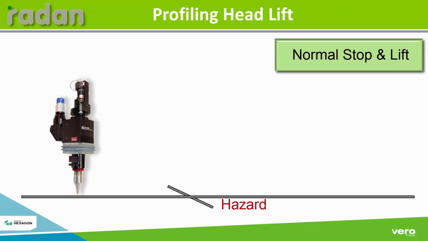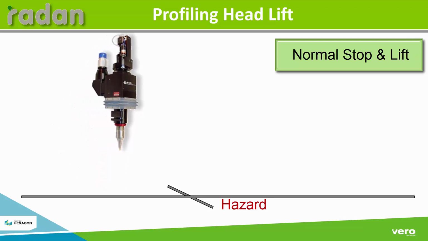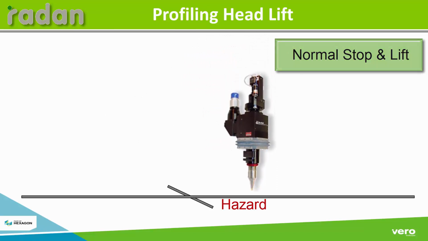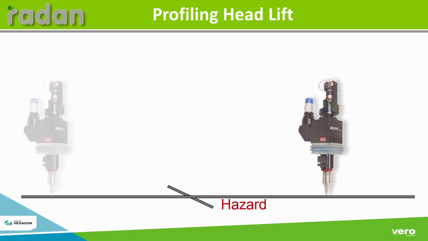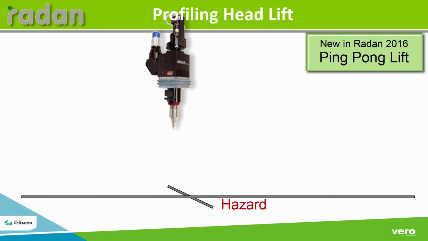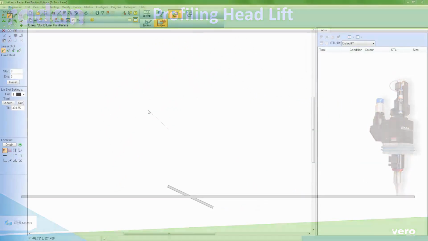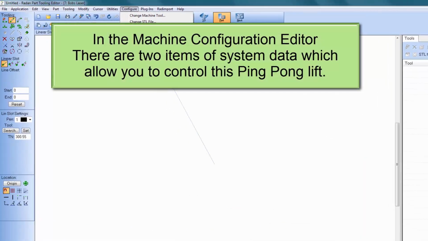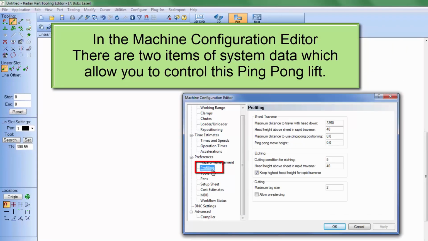Here we can see a normal stop and lift. Here we can see the new ping pong lift in Radan 2016. In the machine configuration editor, there are two items of system data which allow you to control this ping pong lift.